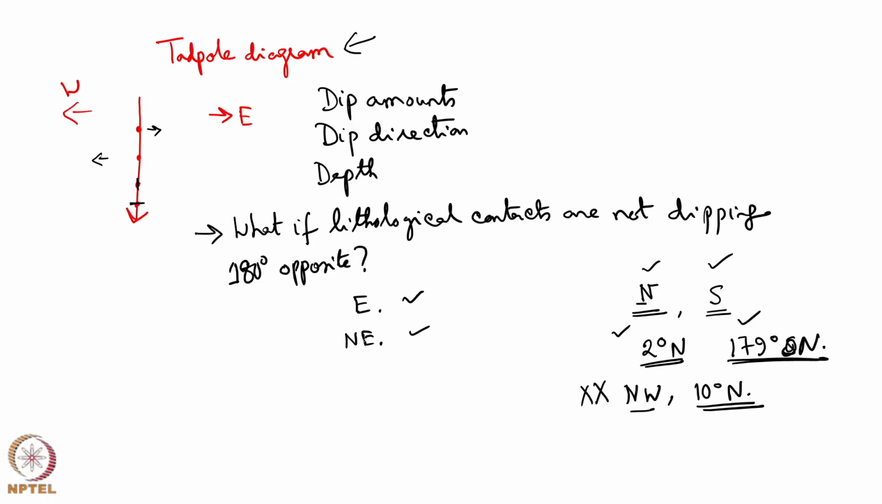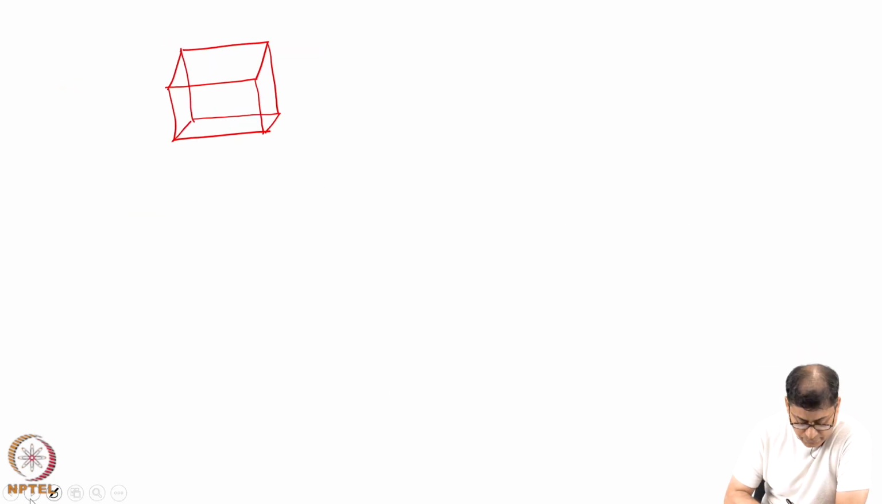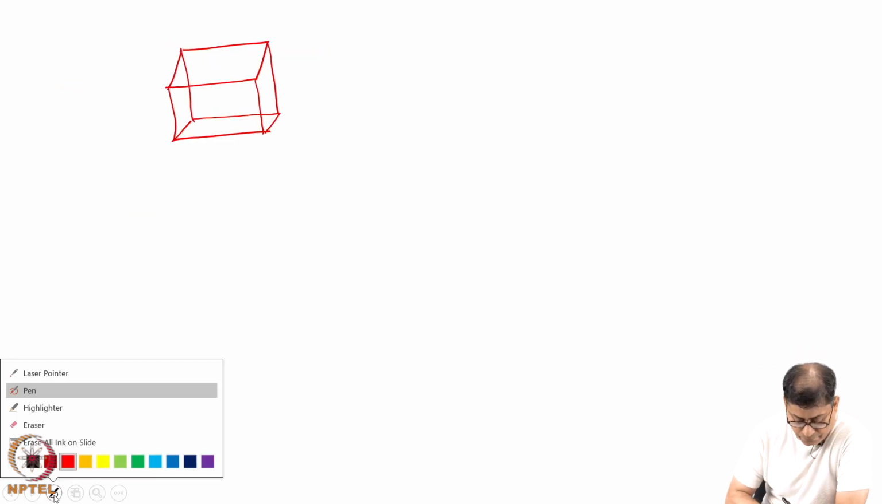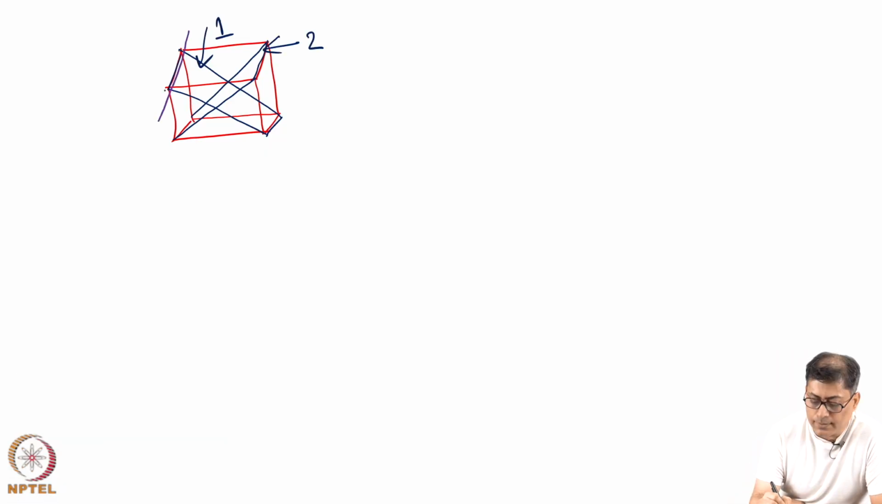When we say that the lithological contacts have to be 180 degree oppositely dipping, it means that the strike of the lithological contacts is the same. Consider a cuboid and consider its two diagonals. Now, the diagonal 1 of the cuboid and the diagonal 2 of the cuboid have got the same strike. This is the strike line of diagonal 1, this is the strike line of diagonal 2.